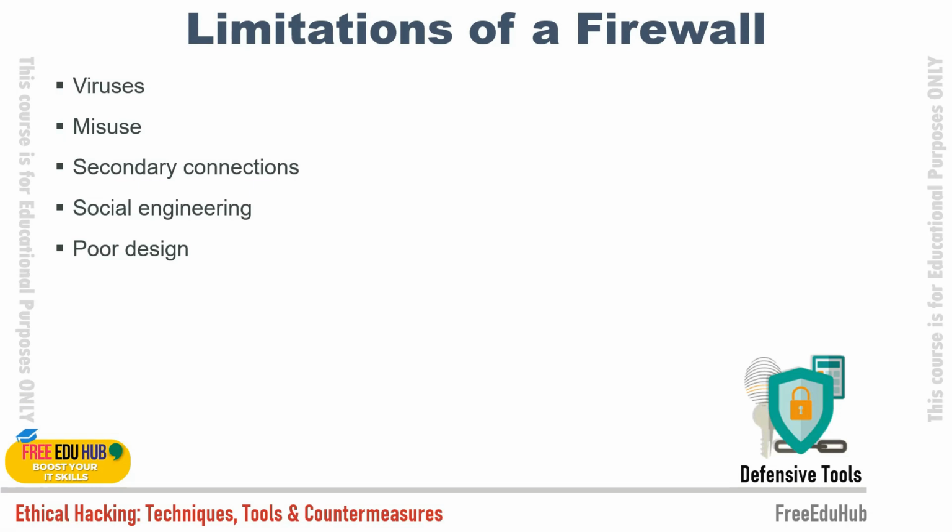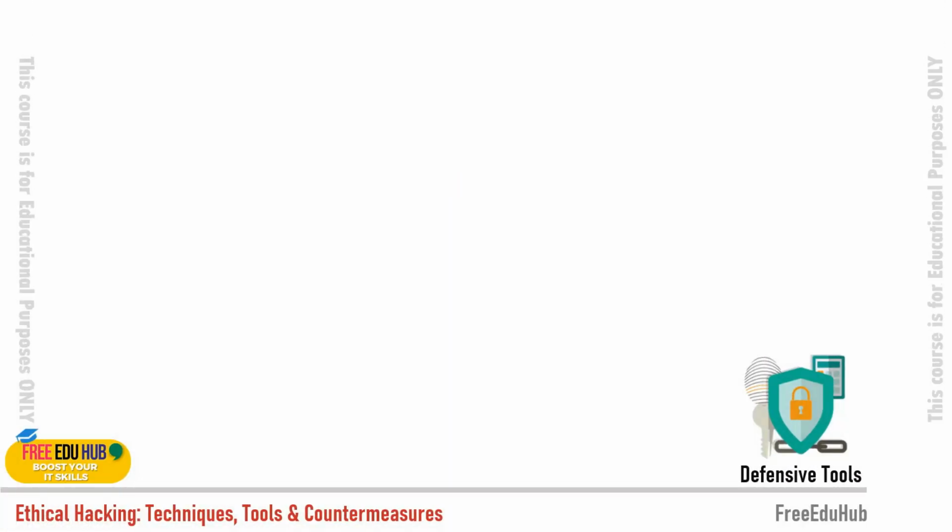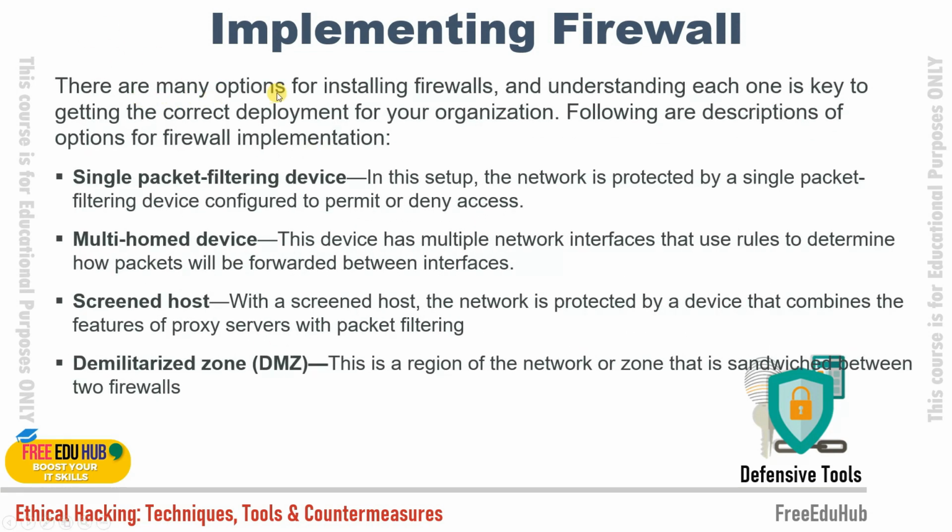Now we'll look at the implementation of firewalls. There are many options for installing firewalls, and understanding each one is key to getting the correct deployment for the organization. Following are the options for firewall implementation. We have different kinds of setups: single packet filtering device, multi-home device, screened host device, or demilitarized zone, which we call DMZ as well.